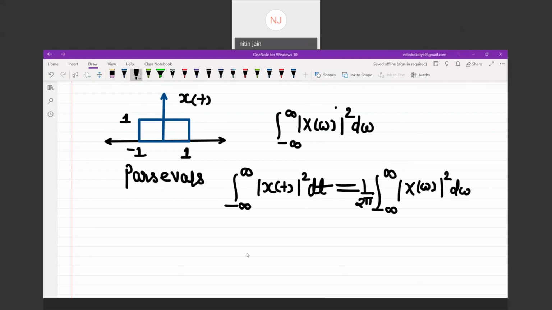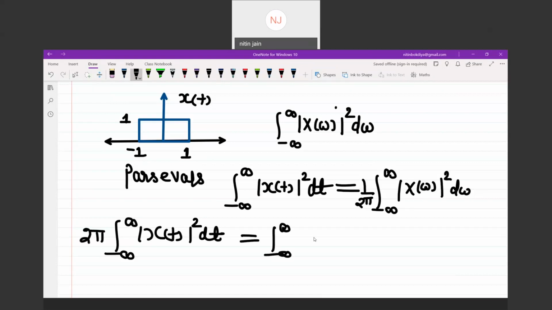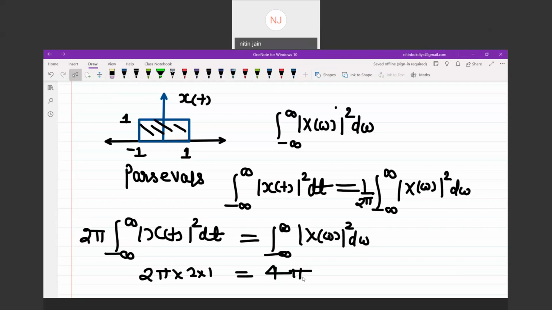So you can say this is multiplied by 2 pi. So can I say the integral from minus infinity to infinity of x of t whole square dt multiplied by 2 pi is equivalent to the integral from minus infinity to infinity of X of omega whole square d omega. What is the squared area of this function? The squared area of this function is given by 2 pi into 2 into 1. So what is the answer for this question? 4 pi is the correct answer.